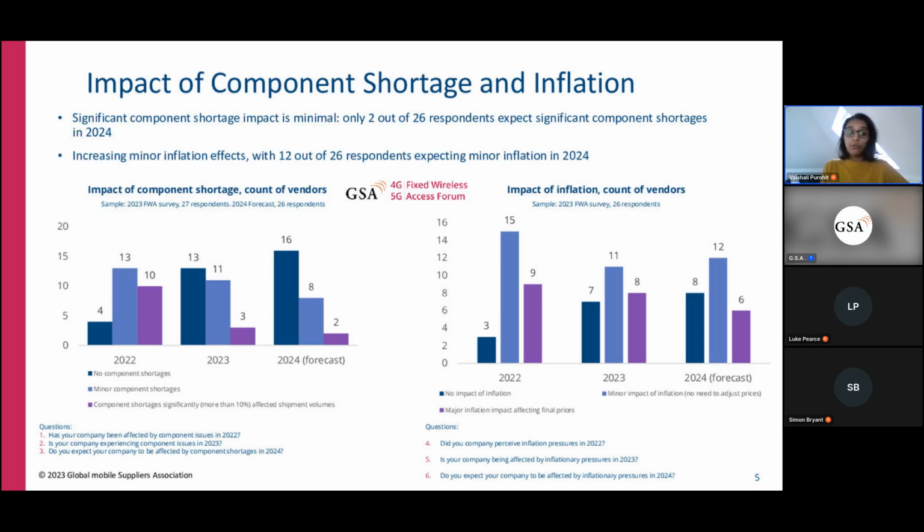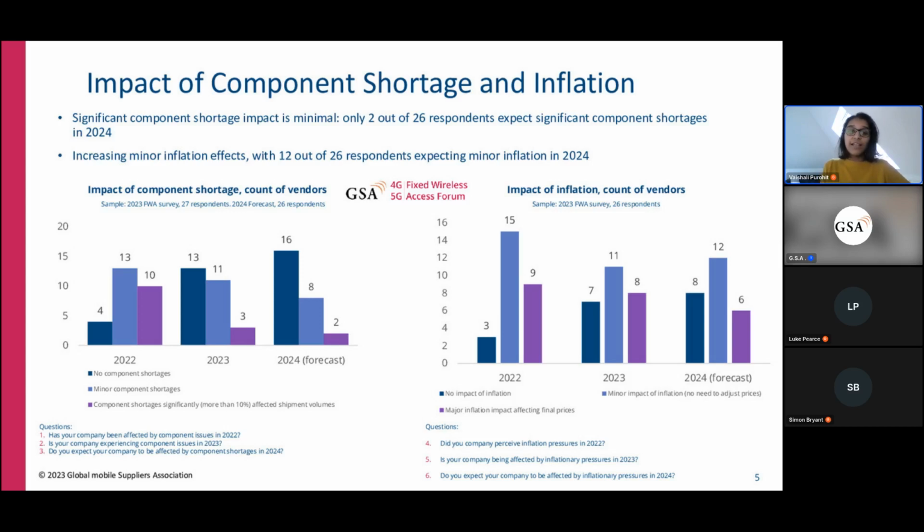By 2024, the impact of component shortages looks to be alleviated, with 16 of 26 respondents stating that they do not expect their company to be affected. In addition to component shortages, inflation also had a significant impact on prices, and a similar pattern of the issue shifted from a major one to a minor one between 2022 and 2024.